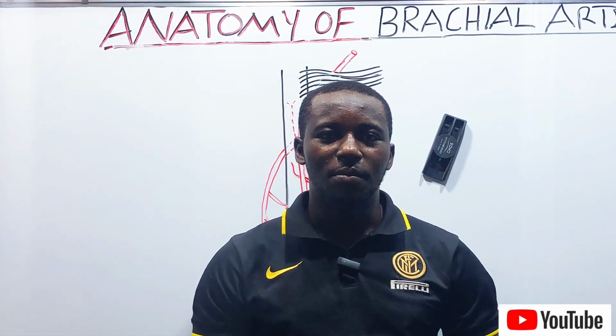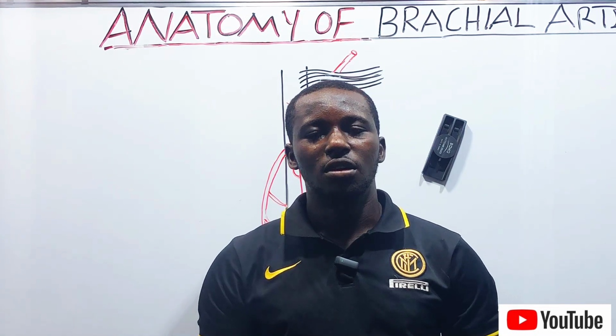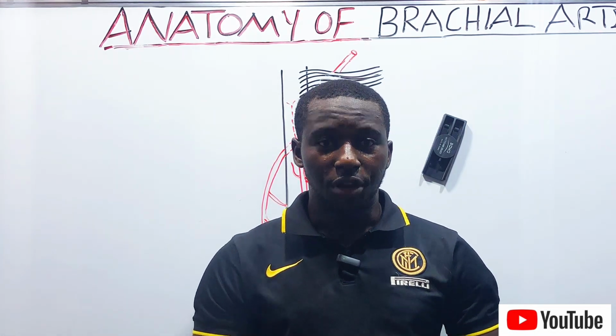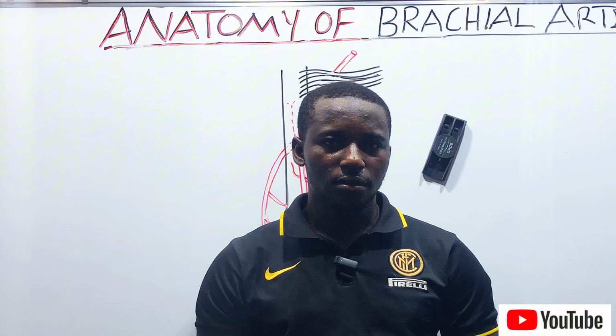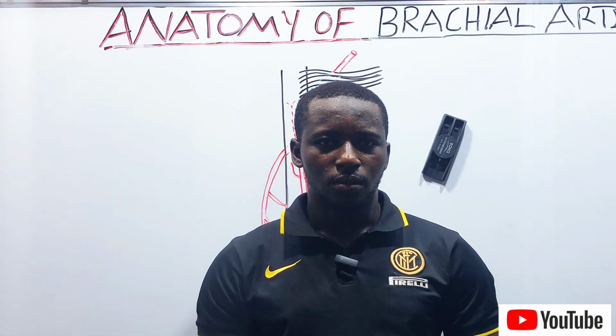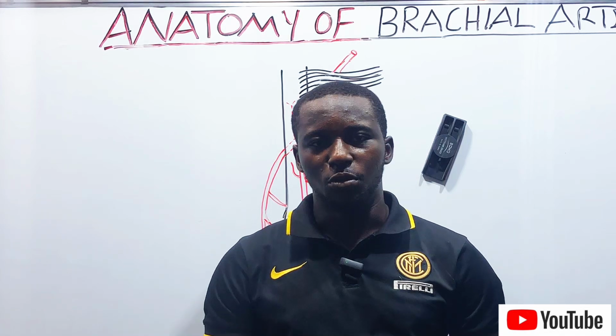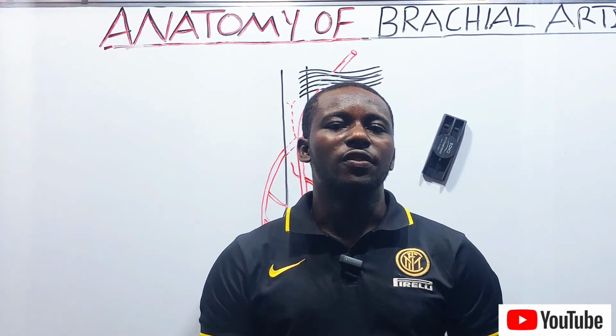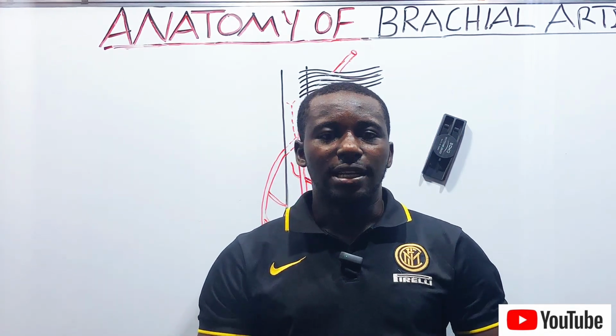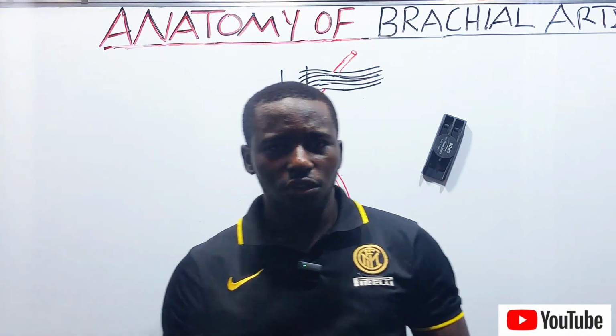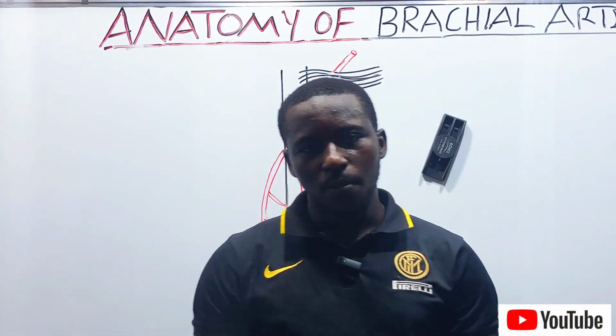On today's class, I'm going to be treating the anatomy of the brachial artery. The brachial artery is the main artery of the arm, which arises from the lower border, or the inferior border, of the teres major muscle as a downward continuation of the axillary artery. In anatomy, a structure takes the name of the region that it is passing through.